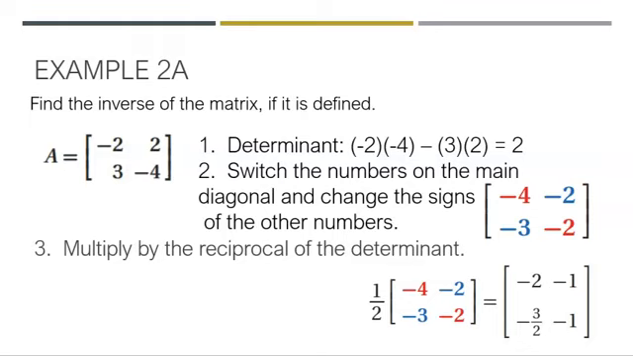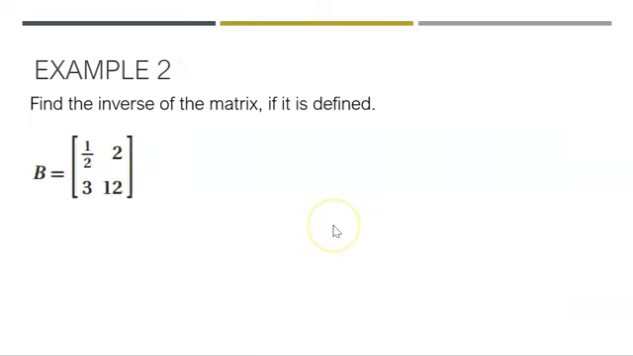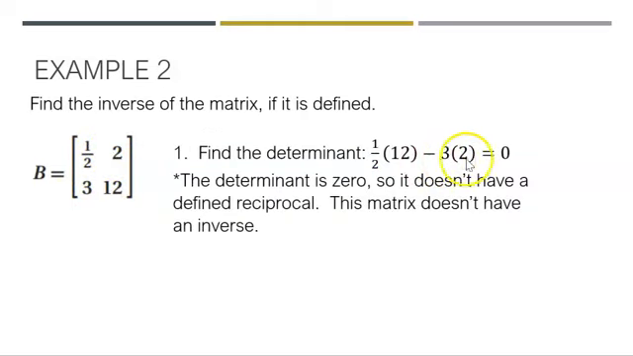So let's take a look at another example just to make sure we understand what's going on. We've again been asked to find the inverse of this matrix if it's defined, and we're going to start off by doing the determinant. So I need to do 12 times 1/2 minus 3 times 2. When I do that, I get 0. This determinant is 0, so we can't do the reciprocal of this because that would be undefined, and this matrix would not have an inverse.